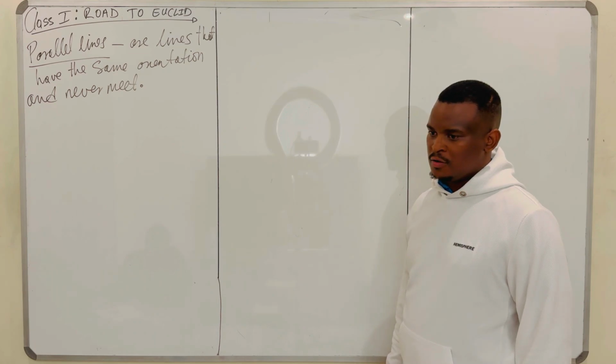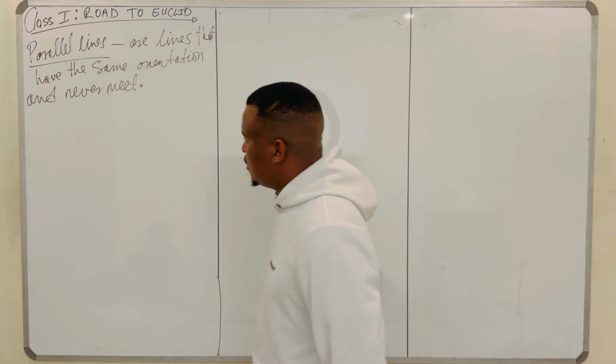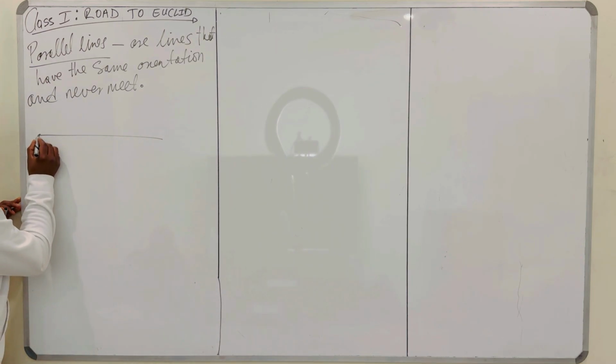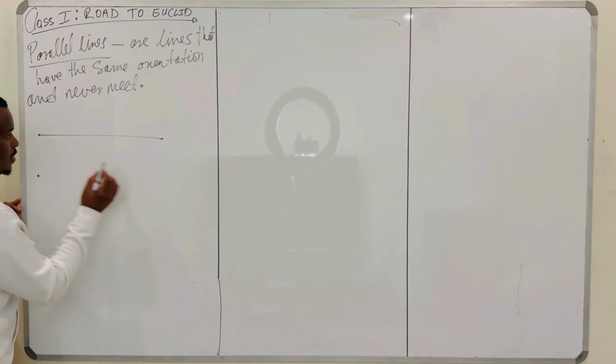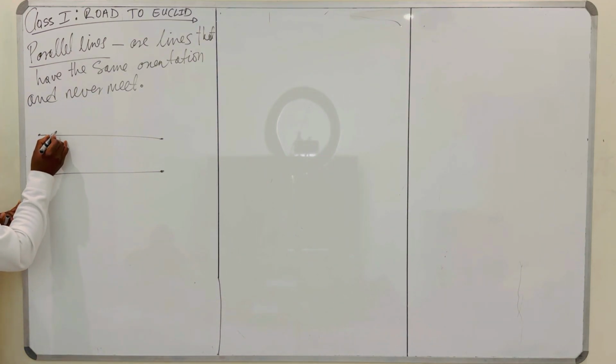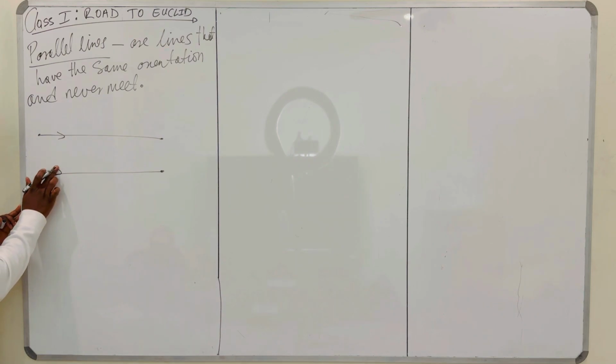Are you guys happy? Yes. So if lines are parallel, I'm going to write two lines. This line, let's say, and another line here like this. If lines are parallel, they are indicated by arrows like this. Then these two lines are parallel. So if you see a diagram with these two kind of arrows in the same direction, it means that these lines are parallel. They have the same orientation. Are you with me? Yes.